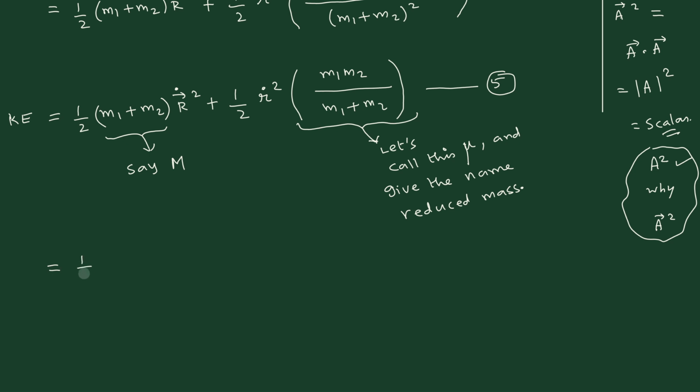Now the equation looks somewhat smaller, in the sense that I am going to put a capital M here, and then you will have R vector dot square. Then the second term will look like 1 by 2, this entire expression we will call by the name reduced mass, and then we have this script r dot square.